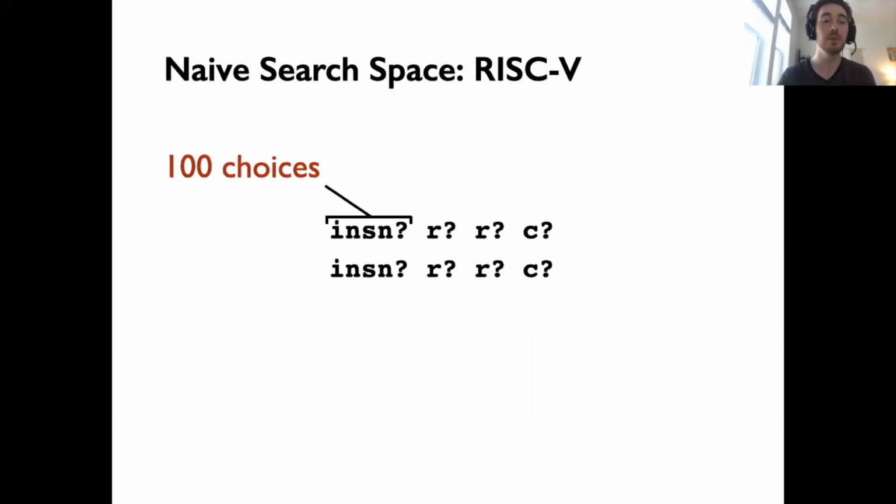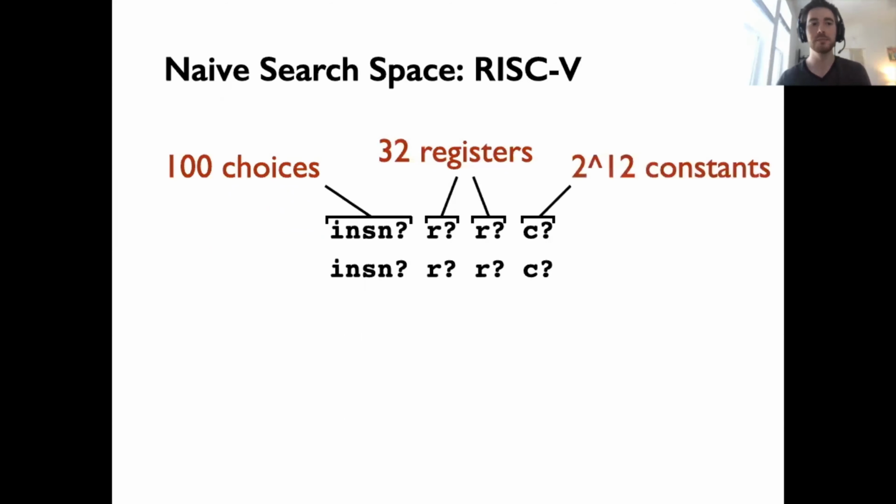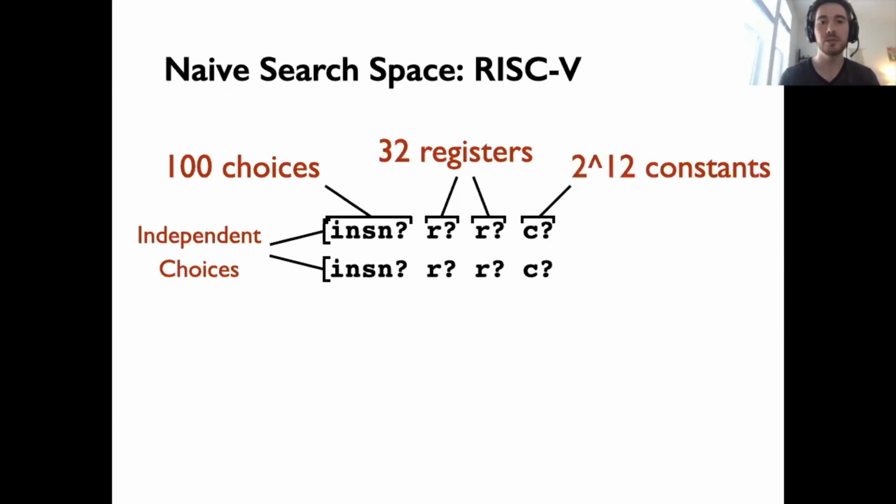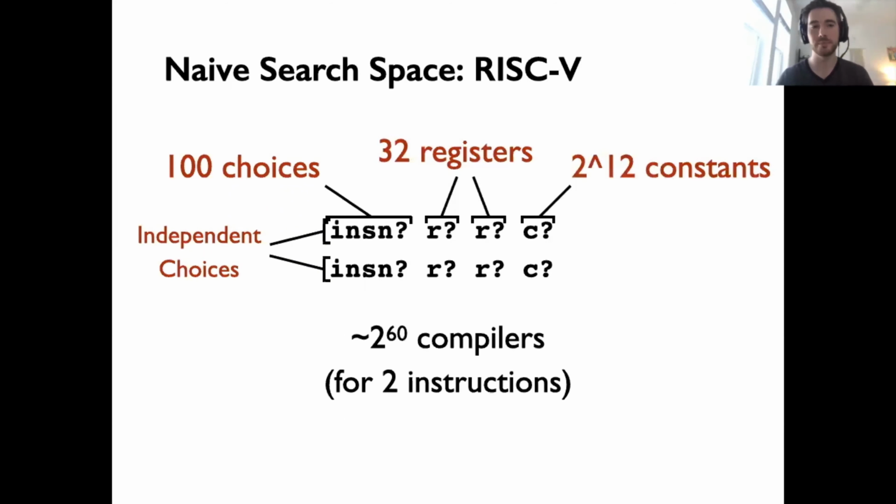If we take the RISC-V ISA as our target language, we have about 100 instructions to choose from. We can also choose a distinct register for each of these slots. In addition, we can choose an arbitrary constant in the instruction. In the naive search space, the choices for each instruction are also independent. This gives about 2 to the 60 choices for 2 instructions.